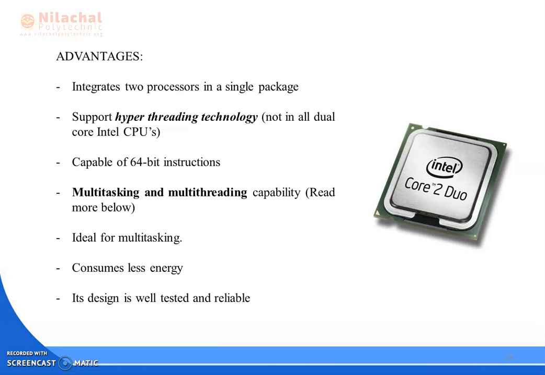Next, it has the capability of running 64-bit instructions at one point of time. It has multitasking and multi-threading capability. It also deals with multitasking, and it consumes less energy than other processors too. Its design is well tested and reliable. So these were the advantages of Core 2 Duo.